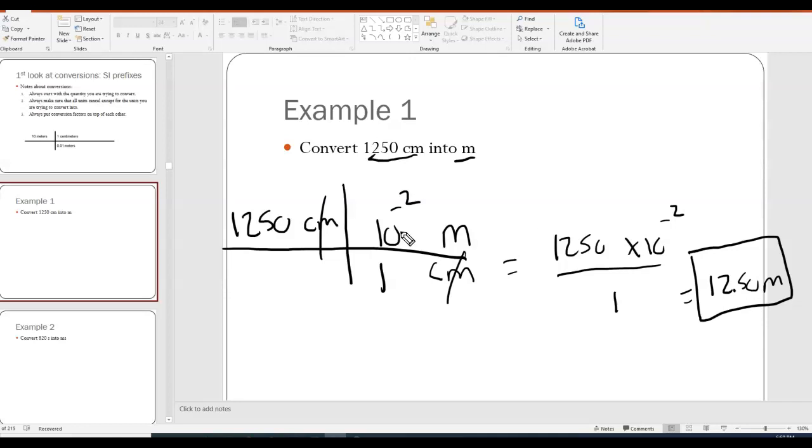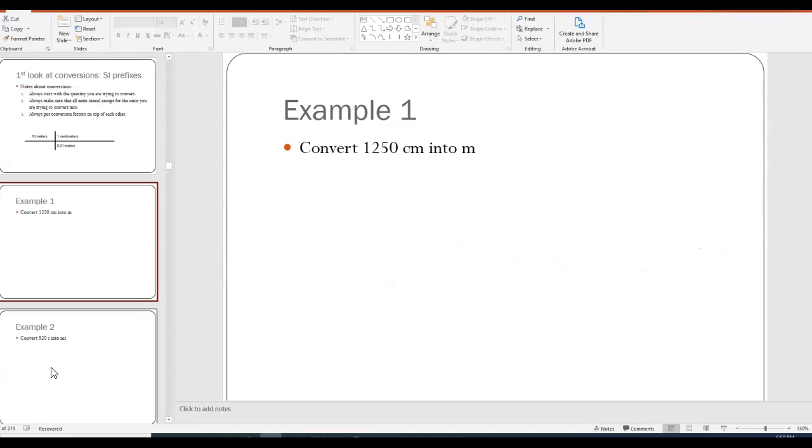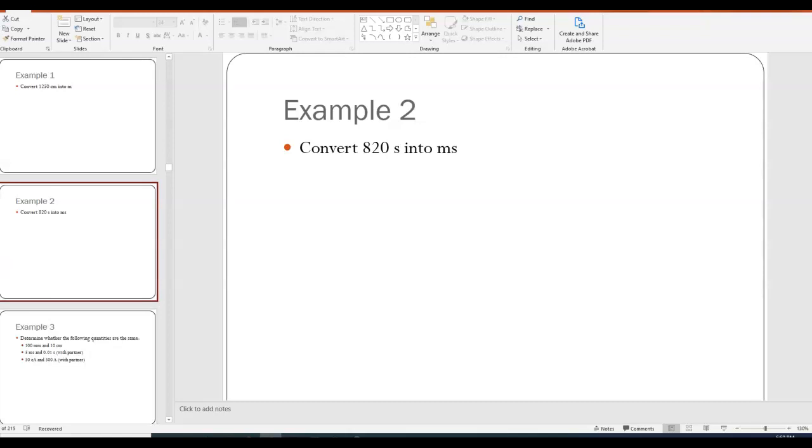Okay, so we're going to go on to example 2. Pause it there if you need to finish writing that down. Okay, let's take a look at example 2. So see if you can do this one on your own. Pause it here and see if you can convert 820 seconds into milliseconds.